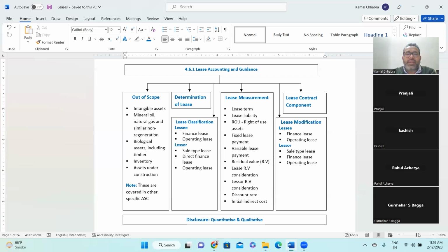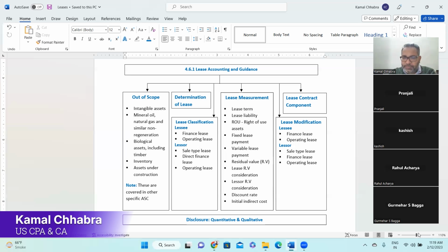So when there is a lease, there are two parties involved in it: one who is receiving the asset, and one who is giving the asset, right? The person who is receiving the asset is called lessee, and the person who is providing the asset is called lessor, right? Lessor, lessee.